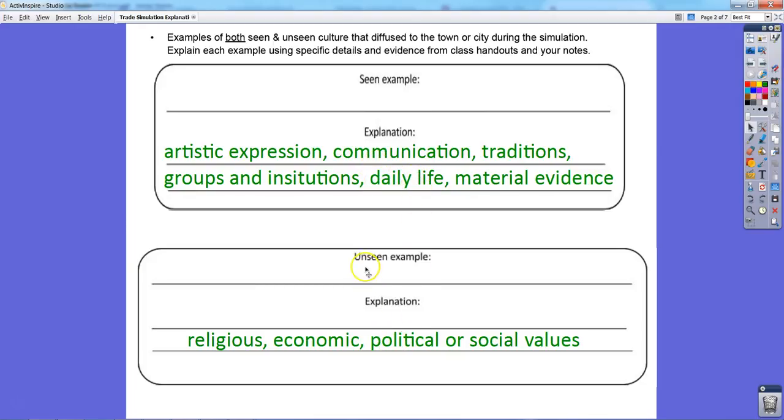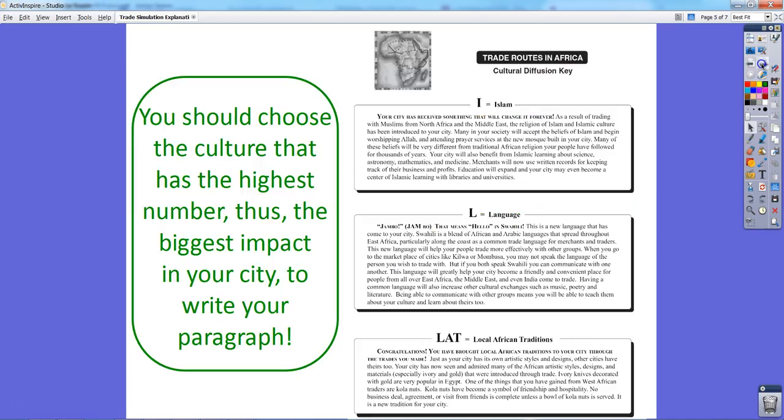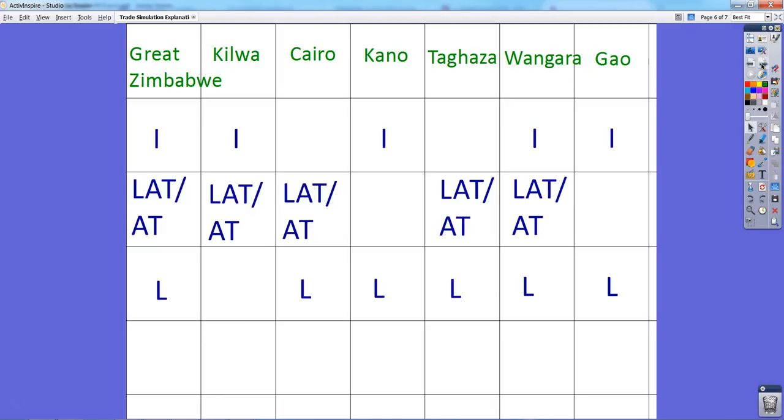You also need an unseen example. Again, from our earlier lessons, there are 4 different unseen examples. Pick one, write it here, and then explain how this would change your city. And there you have it. That's how you write the African Trade Simulation VCR. And if you have any questions, you can email me and see me at lunch or MAP.